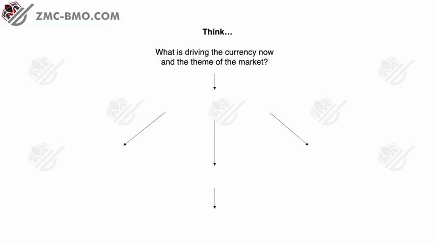What is driving the currency now, and what is the theme of the market? What is the direction of data surprises? That's very important. How is growth doing? Naturally, if growth is improving, you might expect inflation to be higher, and the Bank of England, or whatever central bank of the country you're trading, is likely to be a bit more hawkish if growth is good. On the flip side, if growth is bad, you're likely to see a more dovish central bank, and that's going to be bearish for the currency.